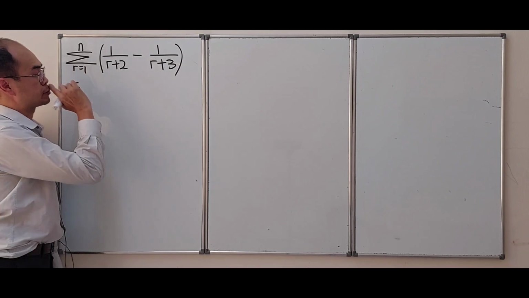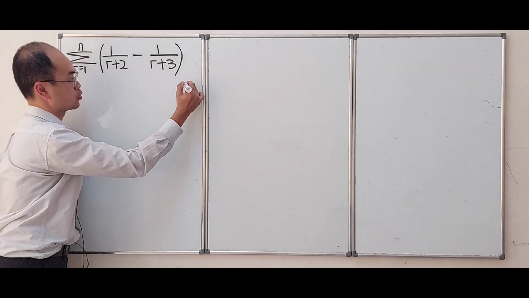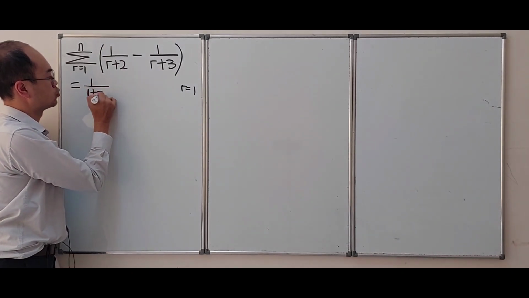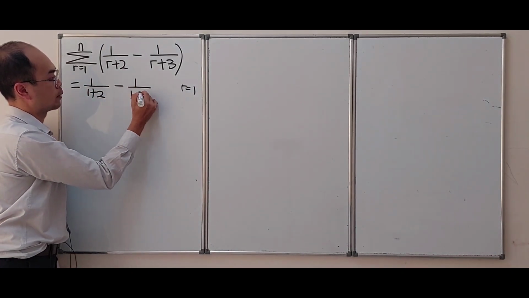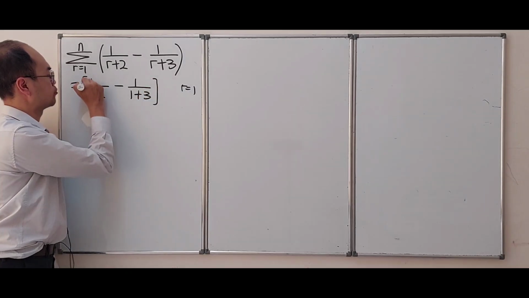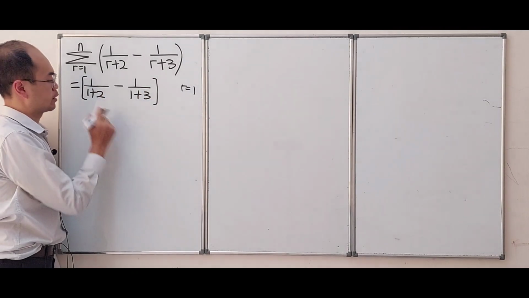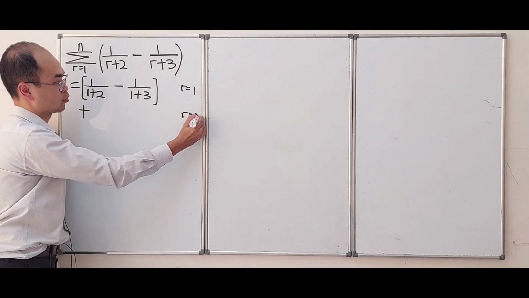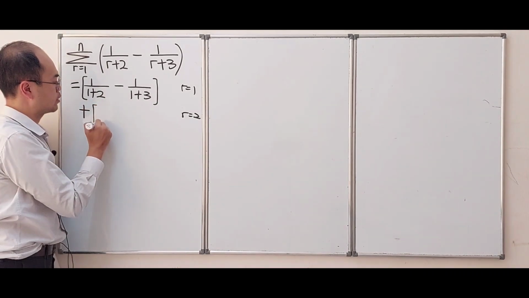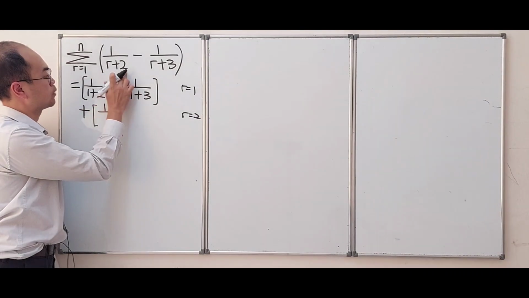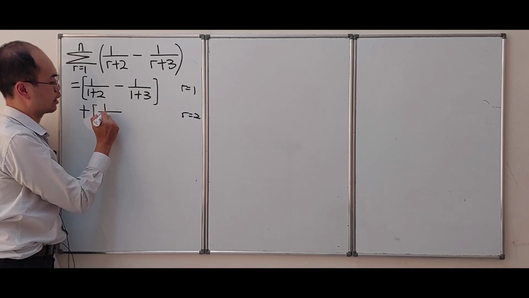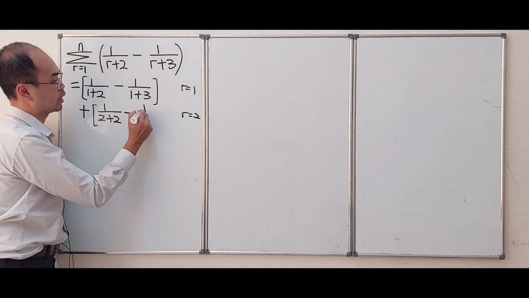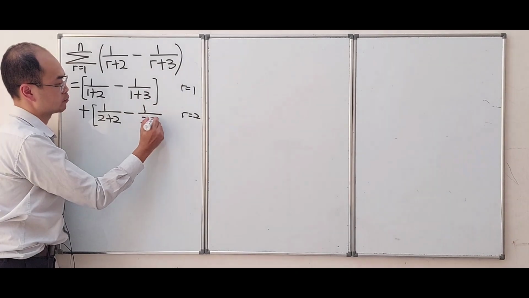So when r is 1, it will be 1 over 1 plus 2 minus 1 over 1 plus 3. This is the first term of the series. Then it adds up with the second term, r equals 2. When r equals 2, you have 1 over 2 plus 2 minus 1 over 2 plus 3.